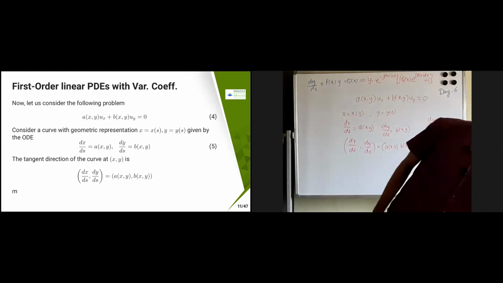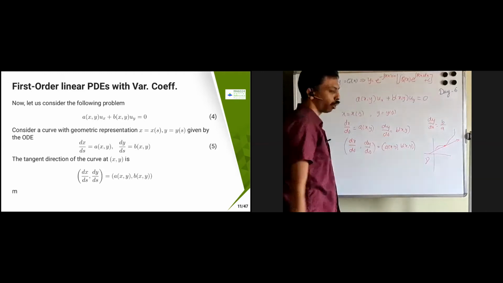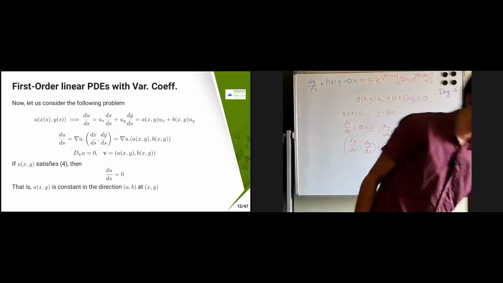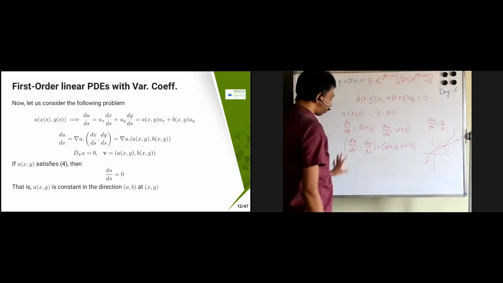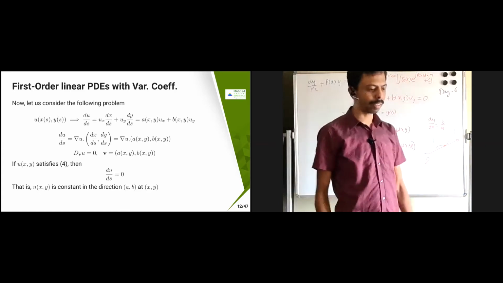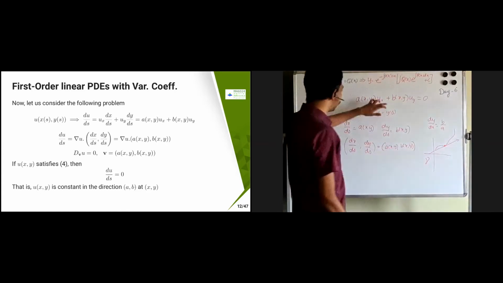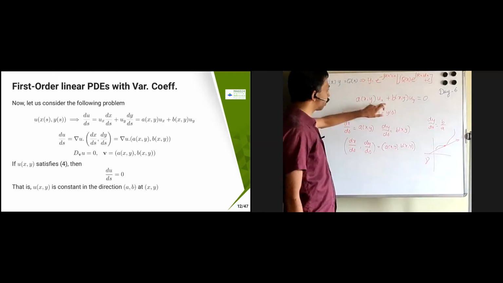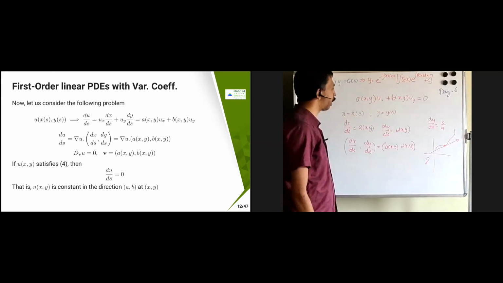What can I do now? I can rewrite this equation once again. What is our aim? Our aim is to solve this equation, a u_x plus b u_y, this I have to find.